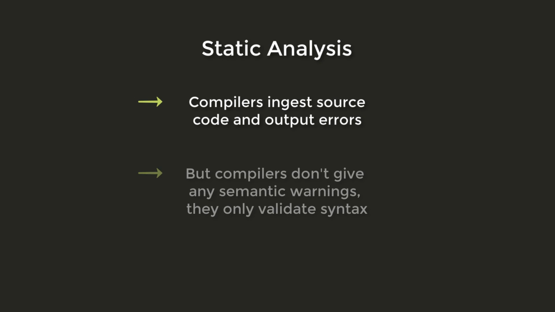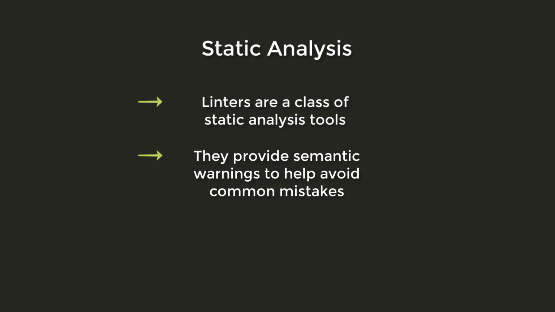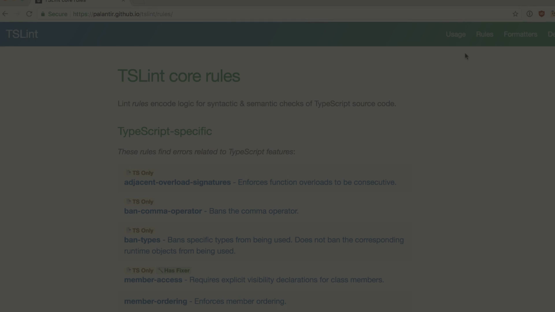Now, one downside of compilers is they don't really give us any semantic warnings since they're just validating the syntax of our code. And this is where linters come in. Linters are a class of tools that try to give us semantic warnings that can help us avoid common mistakes within our systems. They do this by applying a variety of heuristics that can identify the kinds of problems that could be problematic in the future. Linters often also check the code to ensure that it adheres to a team's code style guide, for instance by checking the indentation and how braces are used. This keeps the code looking consistent, making it easier for all team members to sit down and work on the code without working out the personal style of the developer who wrote that code.